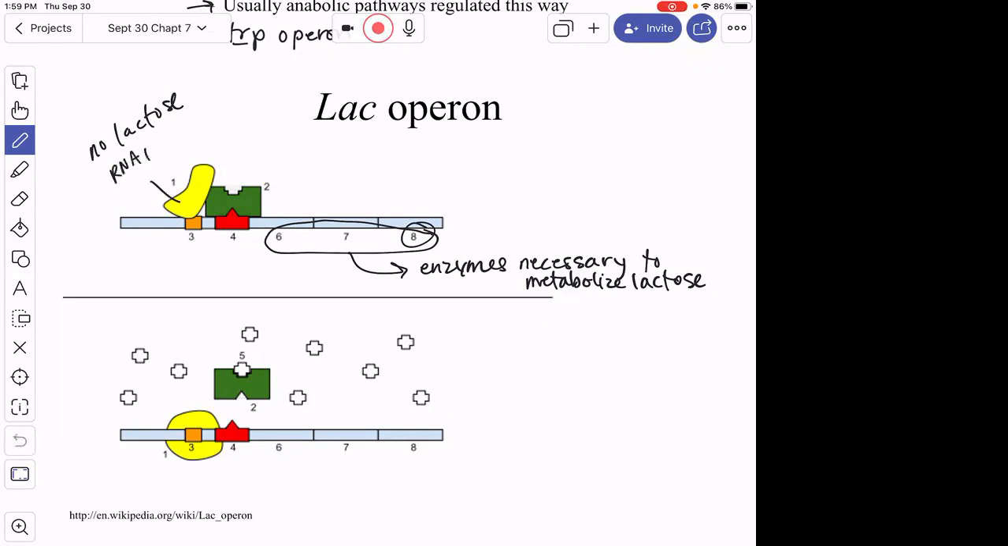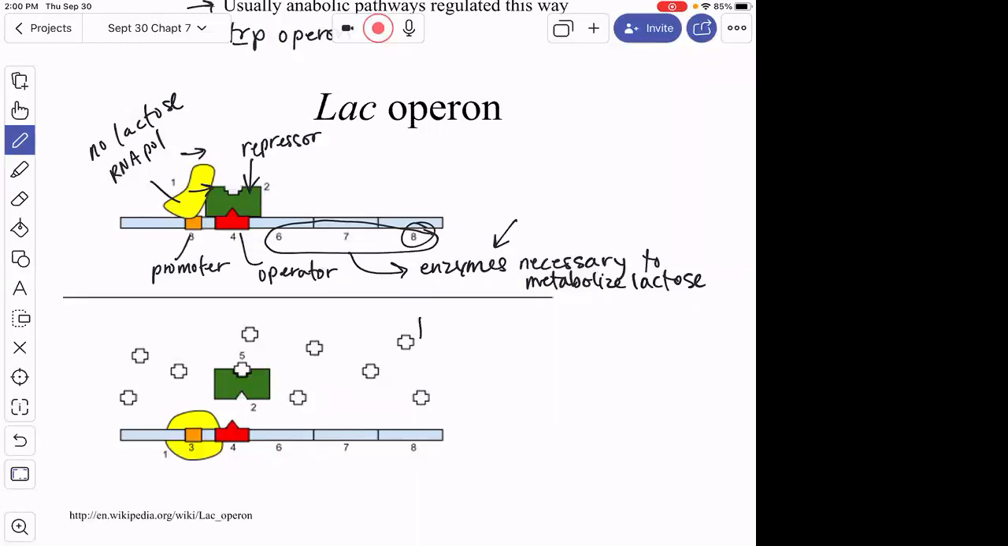And that's bound to the operator region. Okay, can the RNA polymerase get by here in order to transcribe the DNA? No, because there's a repressor in the way blocking it. So the repressor doesn't make sense to bind at the promoter region. It always binds at that operator region, which is downstream there. So no lactose, you're not getting these enzymes, and that makes sense because there's no lactose there.